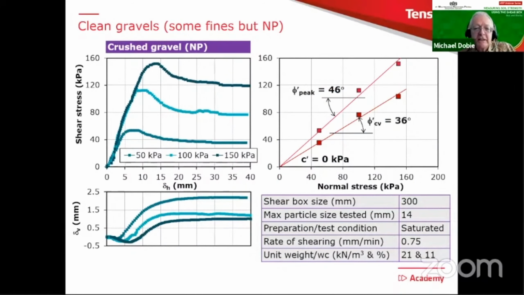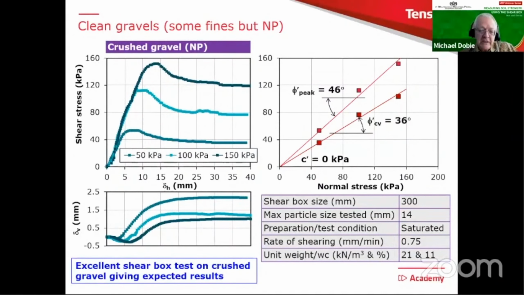So jumping straight in, you'll see again, quite large horizontal displacements up to 40 millimeters because it's a large shear box, well-defined peak values and a well-defined constant volume behavior. So this is a particularly nice example. You see maximum particle size there is 14 millimeters and it was done saturated. But despite that, it was also tested quite quickly. So the testers were happy that it could be tested quickly, even though it was saturated. So it's a really excellent shear box test on crushed gravel, and it's giving the kind of phi peak and phi CV you would expect from a material like that.